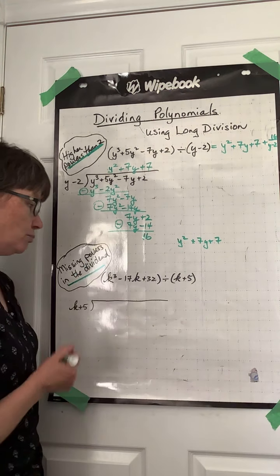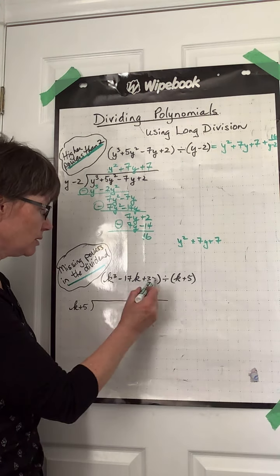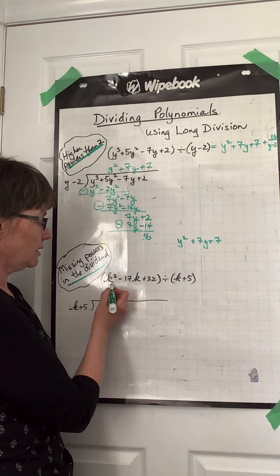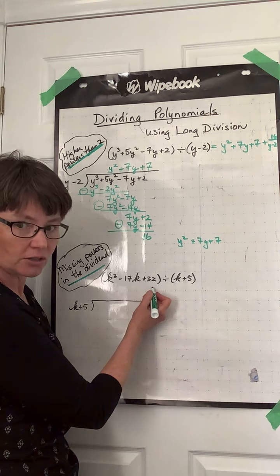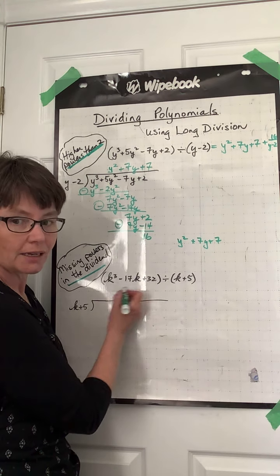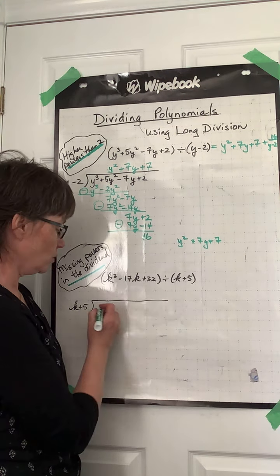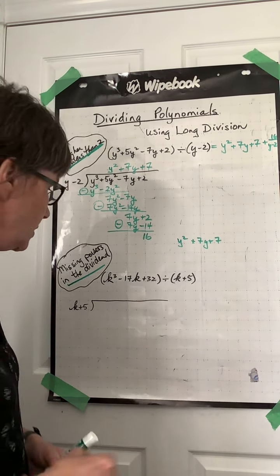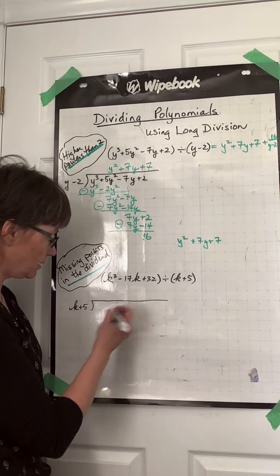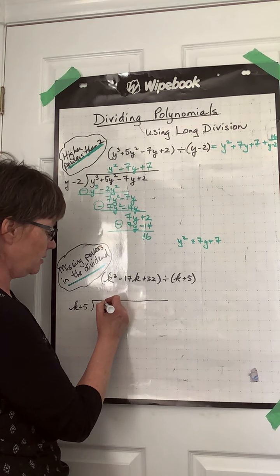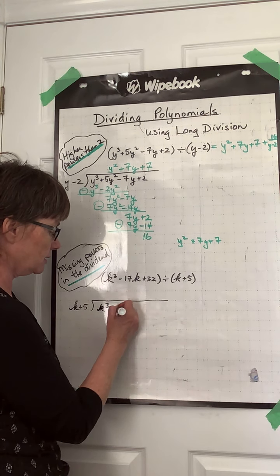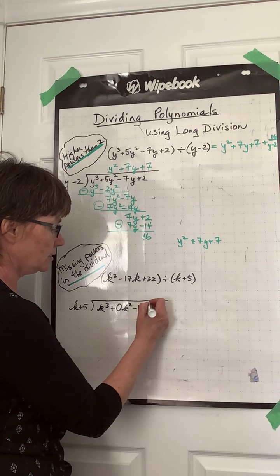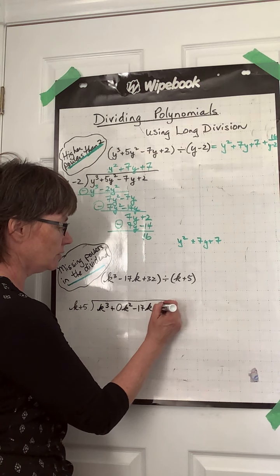All right, so second, what might potentially be a problem. What if we're missing some powers in the dividend? So remember, this number is called the dividend, what we're dividing into. So here we have k cubed, subtract 17k plus 32. We don't have a k squared term. So when we write that underneath the division sign here, we need to make a place for k squared. So we're going to say k cubed plus 0k squared, and then write the other terms. So minus 17k plus 32.